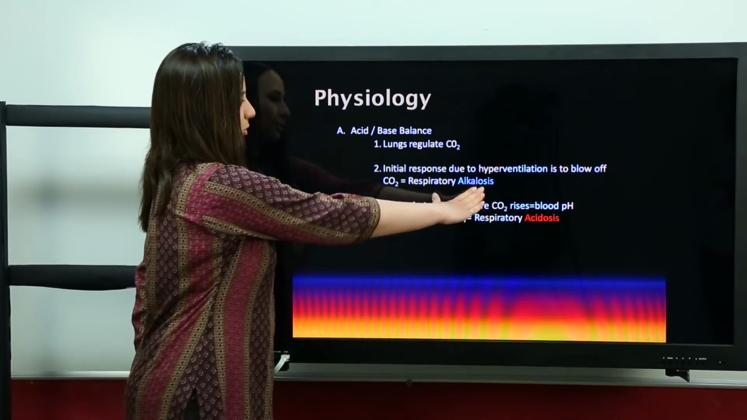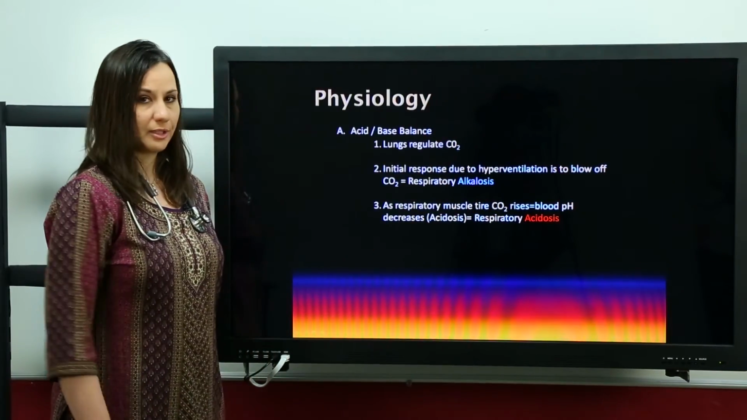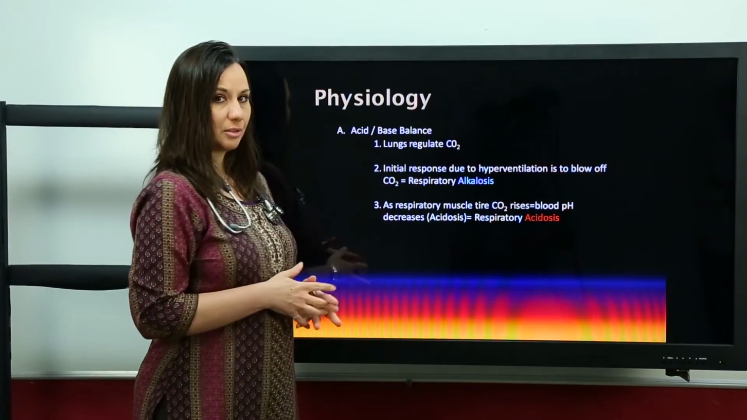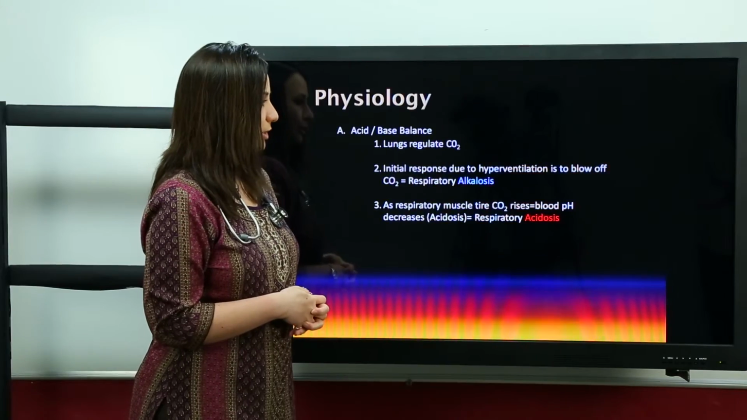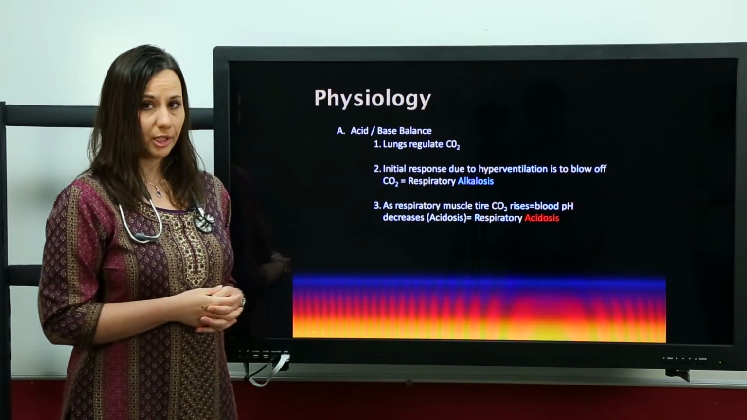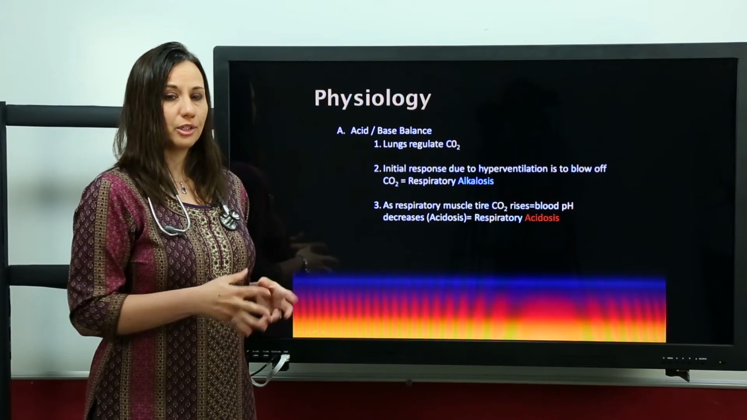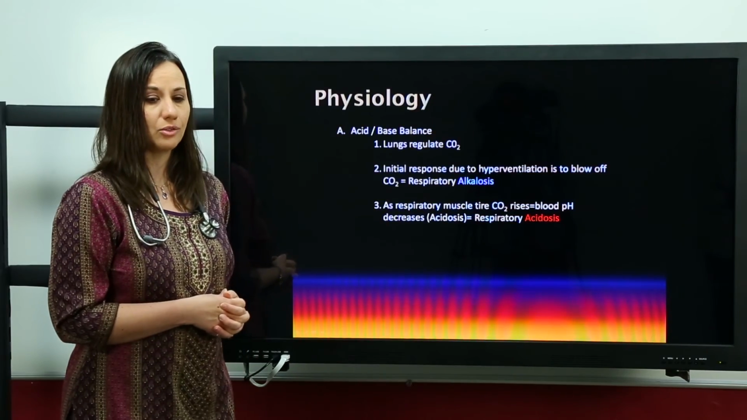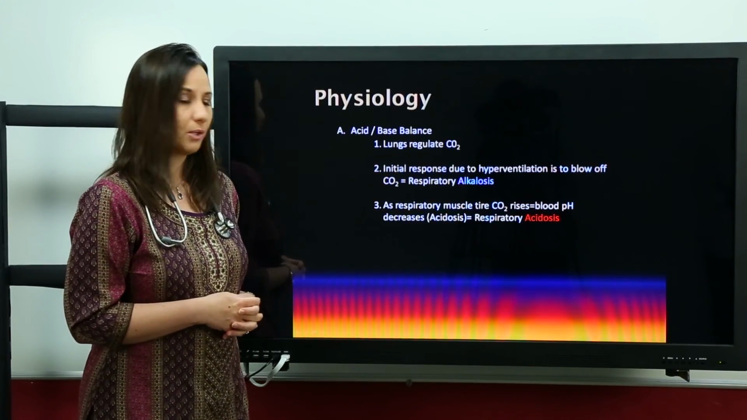In respiratory alkalosis, where we're seeing an increase in the pH, if it's a respiratory problem, it's typically due to hyperventilation, or the patient actually blowing off too much of the carbon dioxide, and so that decreases the acid component in the body.